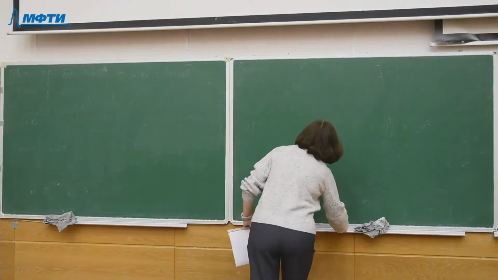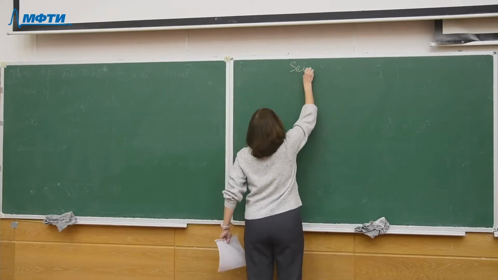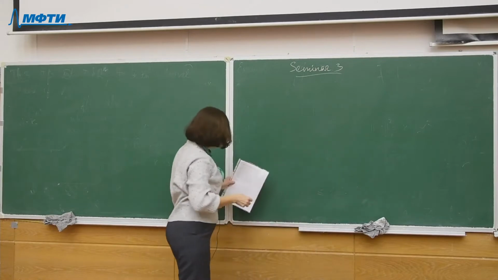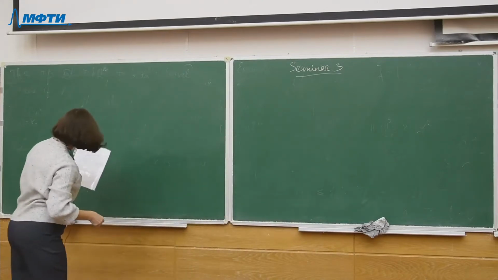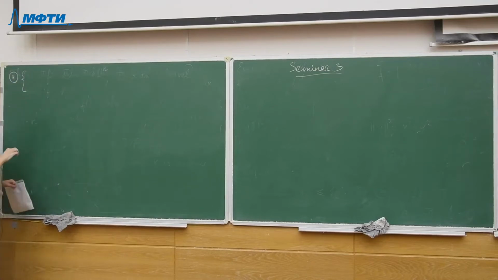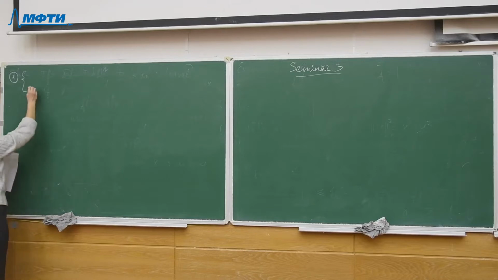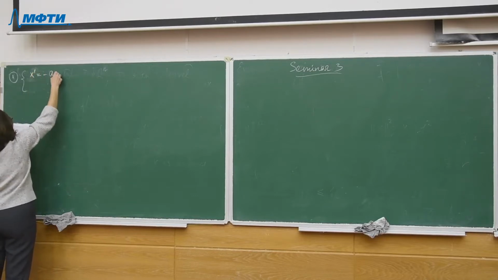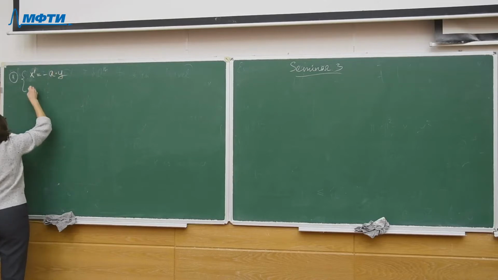Well, we start our seminar. And let's try to rewrite some system of differential equations in the polar form. So rewrite the system in the polar form: x prime equals minus a constant times y, and y prime equals a x.